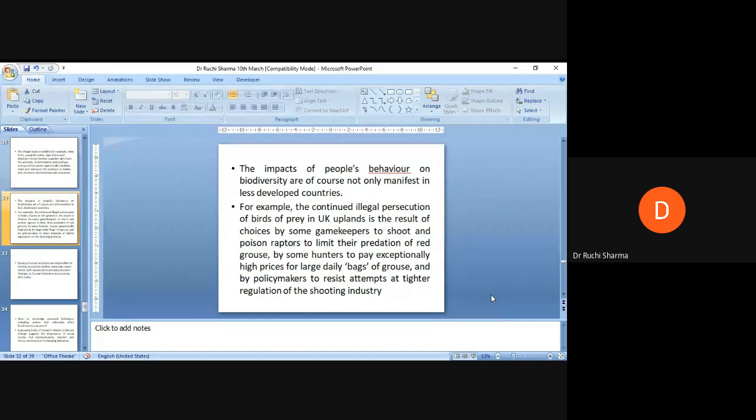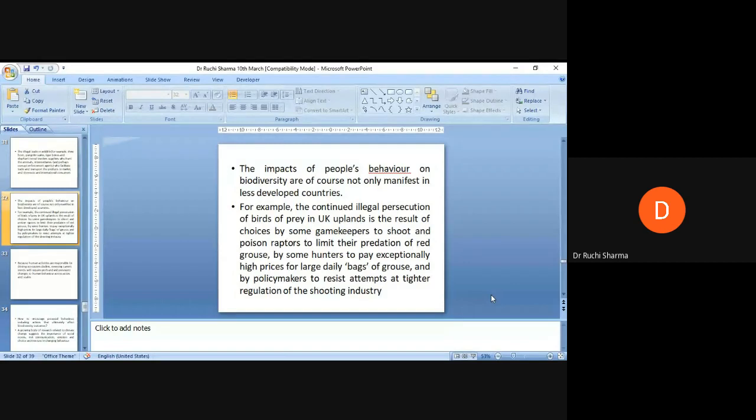So the impact of people's behavior on biodiversity is of course not only manifest in less developed countries, but you can see it in developed countries also. For example, illegal persecution of birds of prey in UK uplands is the result of choices by some gamekeepers to shoot and poison raptors, to limit their predation of red grouse, by some hunters, to pay exceptionally high prices for large daily bags of grouse, and by policymakers to resist attempts at tighter regulation of the shooting industry.